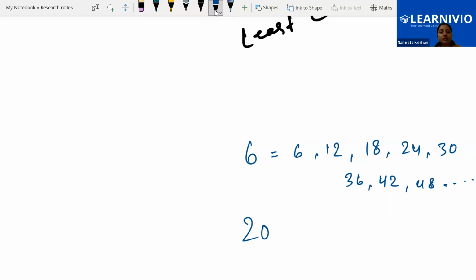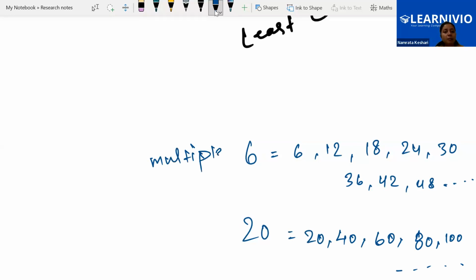Okay, similarly the table of 20, 21 times 20, 22 times 40, 23 times 60, 24 times 80, 25 times 100. This is how we can write the multiples of 6 and the multiples of 20. And what is the meaning of LCM? Least common multiple. What is the common multiple?